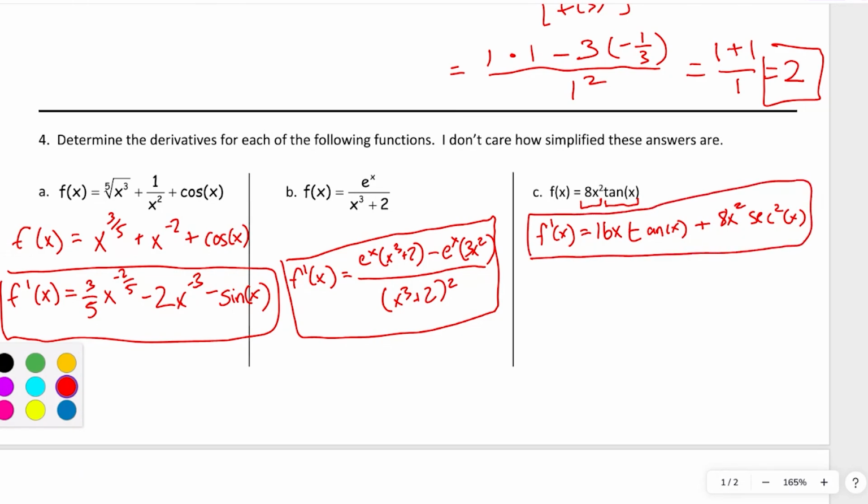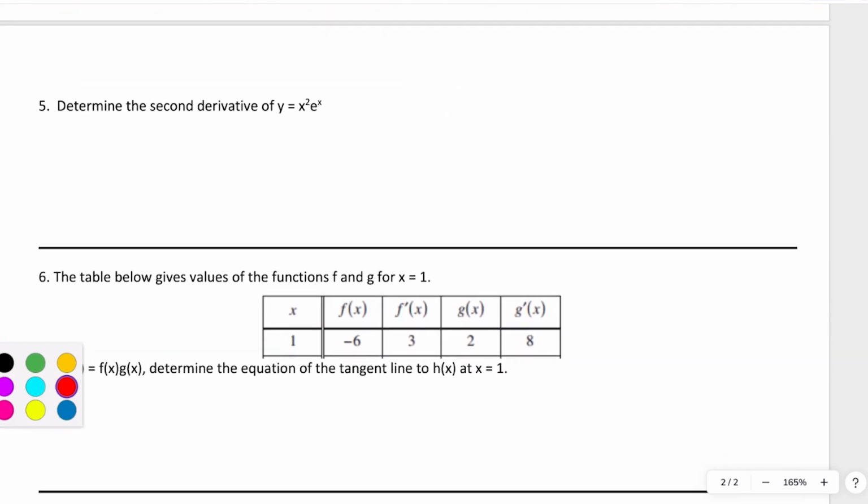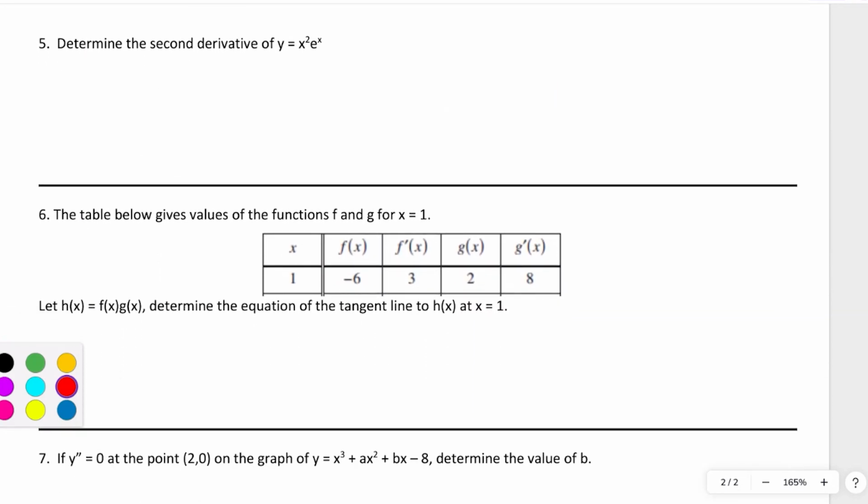We're not going to simplify this at all. We're just going to leave it like that. Number 5 says determine the second derivative. Okay, so we're going to differentiate this twice. And at least on this first go through, for this y prime, we're going to use the product rule with these two being our two expressions, two functions.